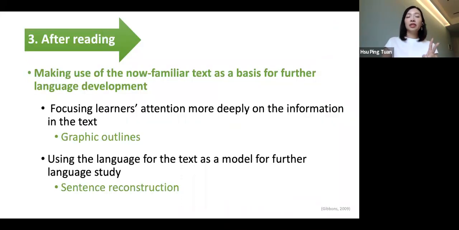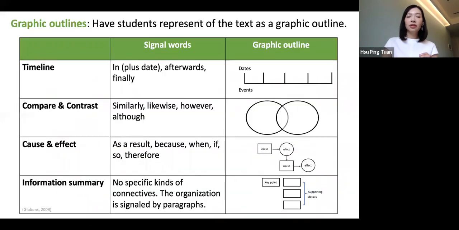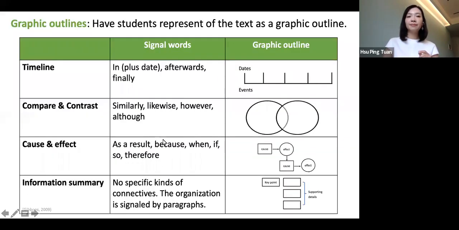There are 2 things we can do. First of all, we can help our students focus their attention more deeply on the information in the text, such as the graphic outlines. And later I will show you how, so don't worry about it now. Or we can use another activity such as sentence reconstruction to help students develop their understanding of the language. So later I will show you how. So let's start with the first one, graphic outlines.